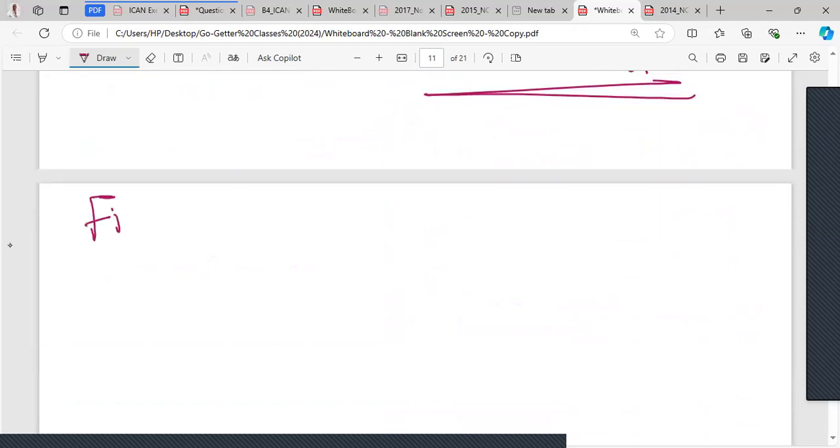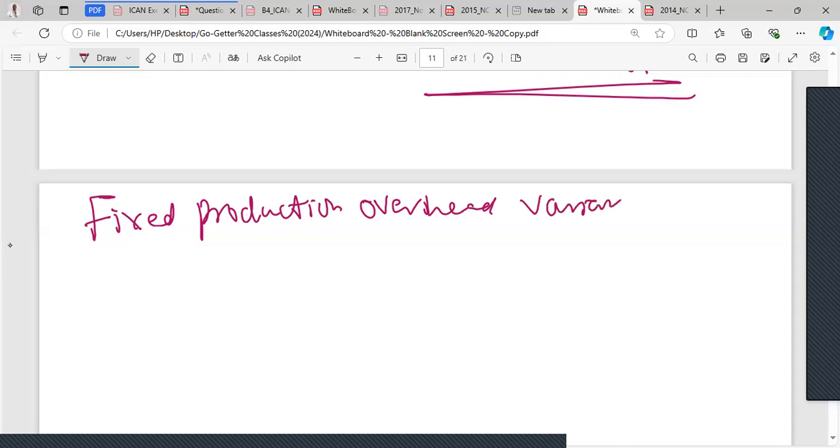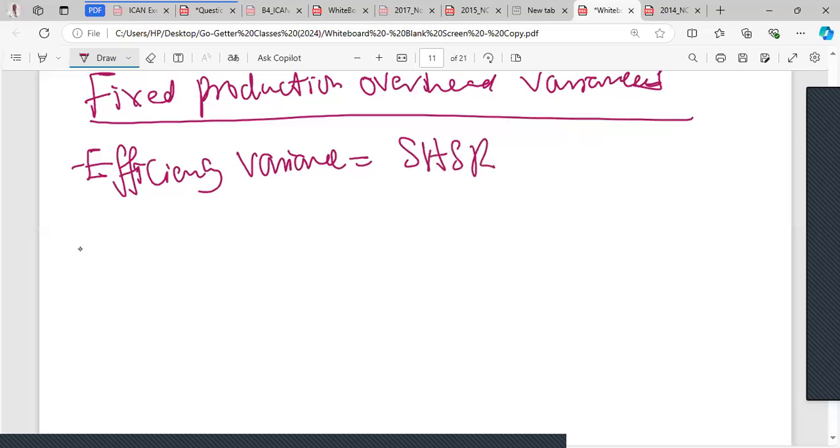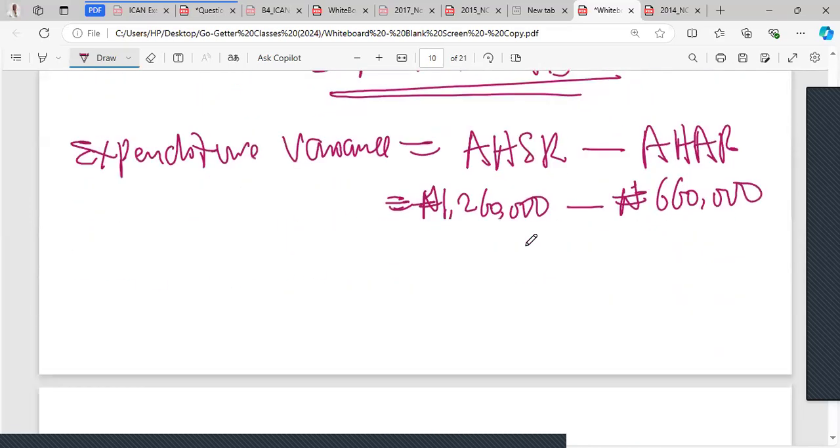So the next one is fixed production overhead variances. Right, so what do we do now? We'll start with efficiency variance. It's going to be standard hours standard rate minus actual hours standard rate. Just the same formula we had in efficiency.